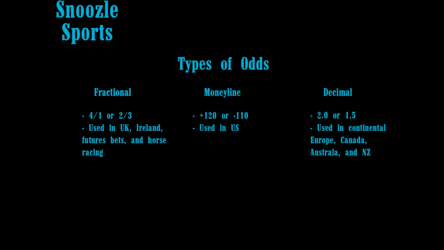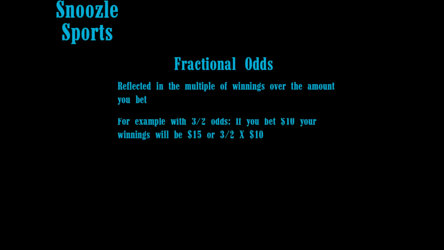I'm mostly going to be focused on moneyline odds, since sports betting is booming in the United States, and that's where I live. But first off, I'm going to go over fractional odds. So these are going to be reflected as a multiple of your winnings over the amount you bet. So say you have an example of 3 to 2 odds. If you bet $10, your winnings will be $15. So that's how much money you get back in addition to the amount you bet if you win.